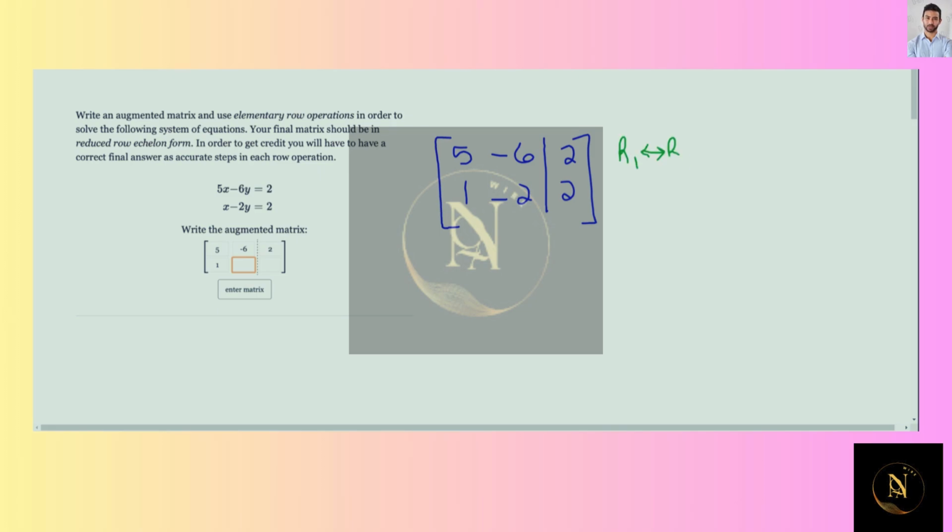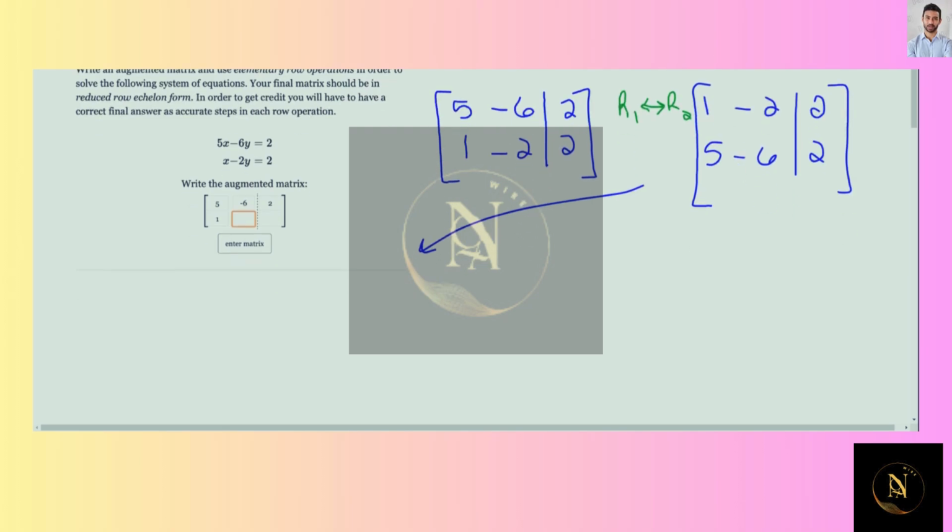For instance, I'm going to interchange rows 1 and 2. That way I have a 1 in row 1. So switch the rows around, be 1, negative 2, 2, and 5, negative 6, 2. Then I'm going to take row 2 and subtract 5 times row 1. This is so that I get a 0 underneath the 1 in row 2.